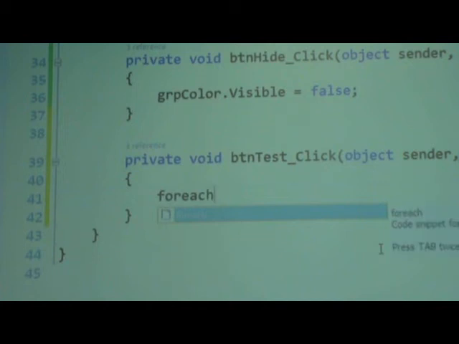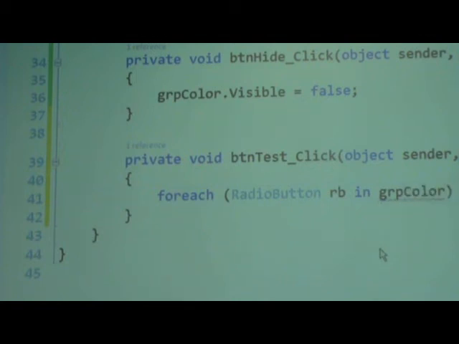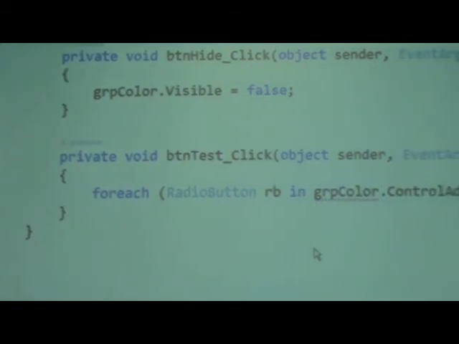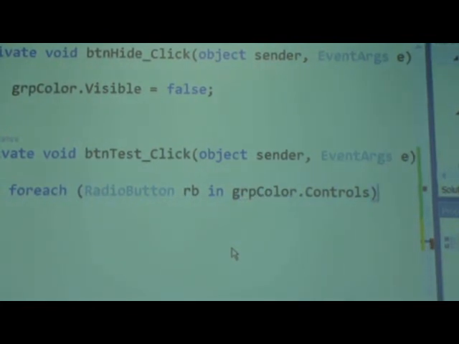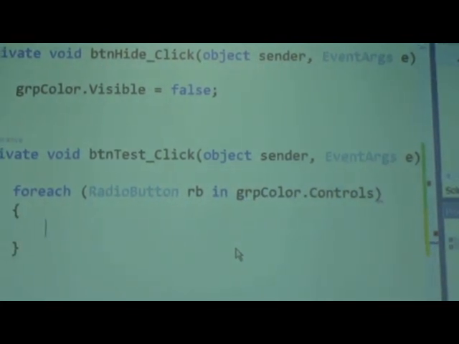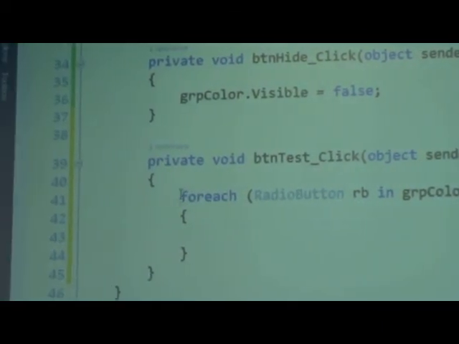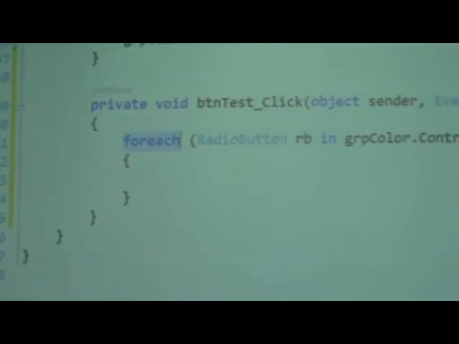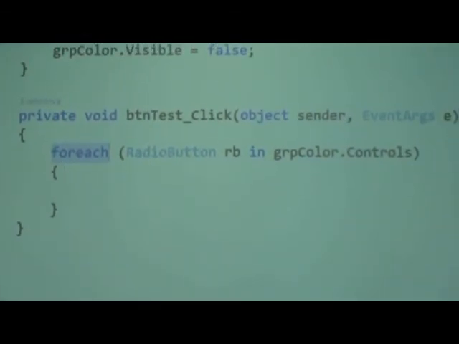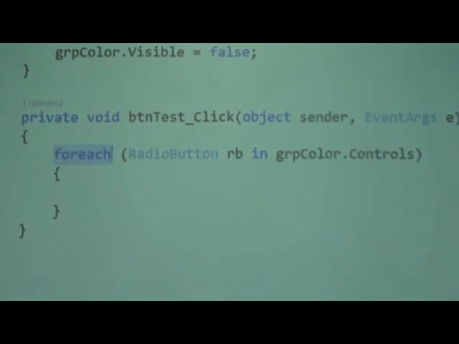Okay, there's a couple of ways of doing it. So we can write a for each loop, okay, for each radio button. Let's call it RB in GRP color dot controls. Okay. So I remember we had talked about that for each loop can be used anytime there's a collection involved, right? Okay. So let me give you one small concept over here.